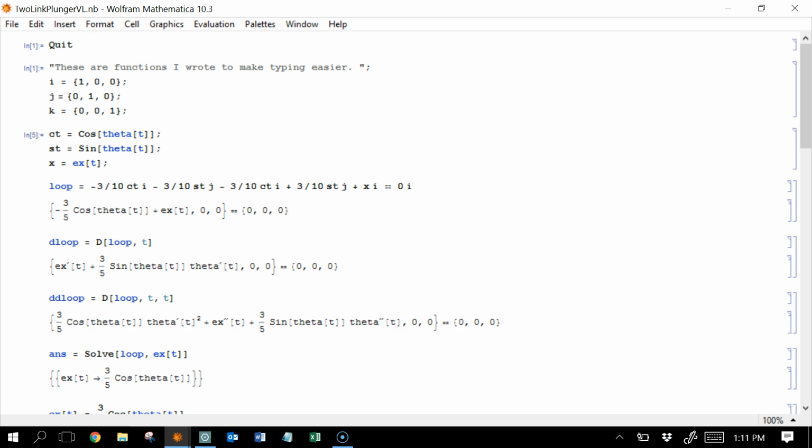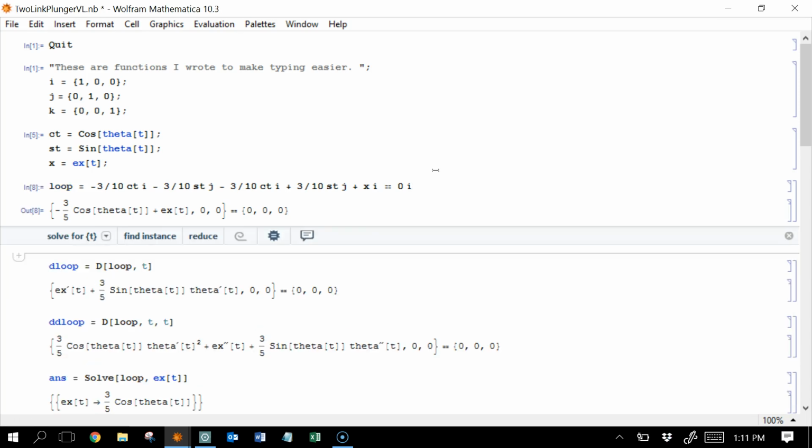So here's the loop equation from the PDF file that I've done. I think that makes sense, right? So you execute this, and notice that it puts in the theta and the x as being functions. Also notice that it has the loop equation, and one of them is already simplified. It realizes that the j component is 0 equals 0.